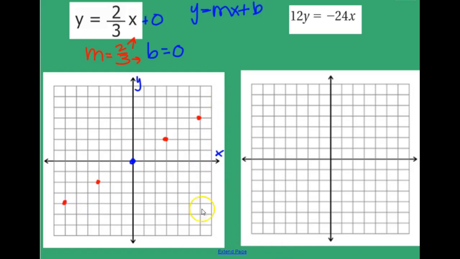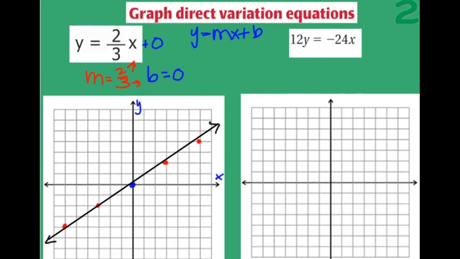So there we have our equation. Go ahead and draw your line through it, and put arrows on both ends. That's the equation y equals 2 over 3x.